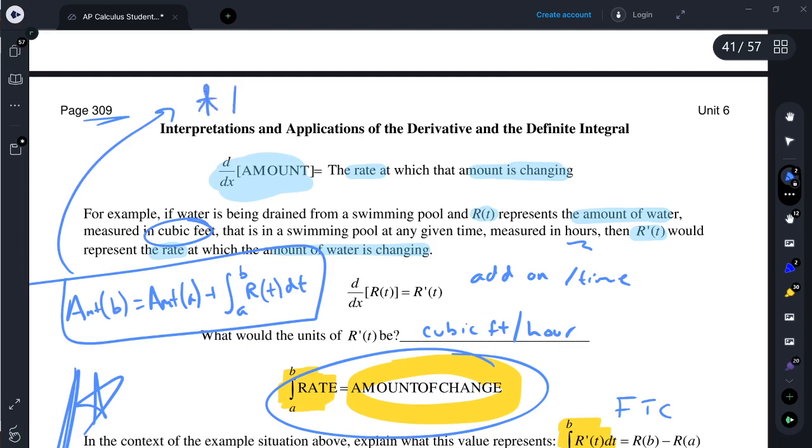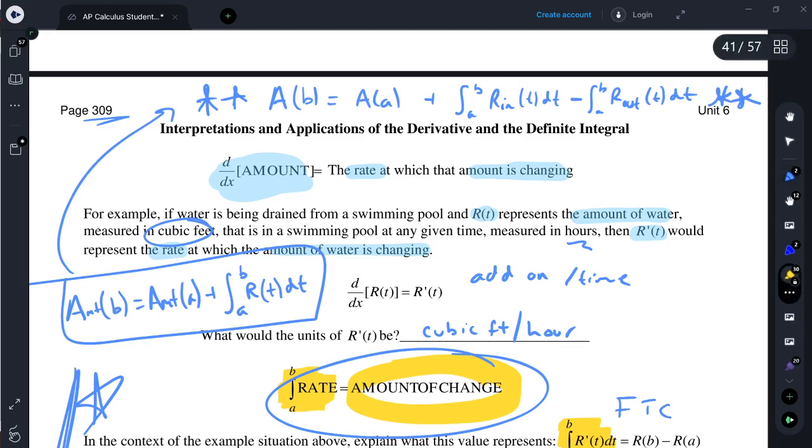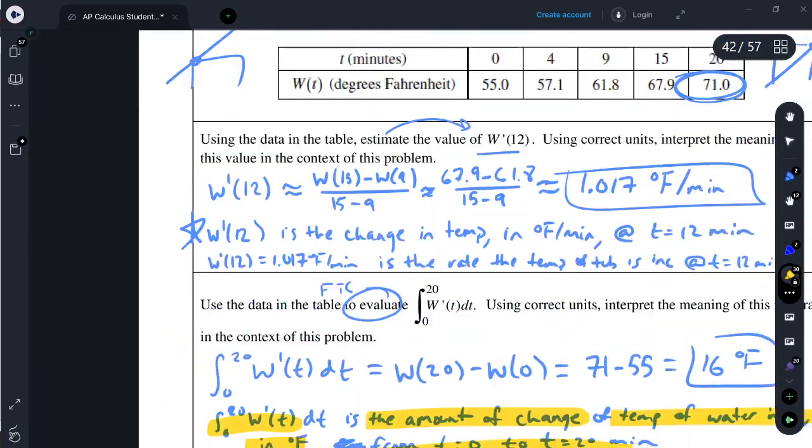This is probably the biggest formula for this: the amount at time B is equal to the amount at time A plus the integral from A to B of the rate in minus the integral from A to B of the rate out. A lot of times they have both a rate in and a rate out, and this is a very important concept to realize. Basically, our new amount is equal to the starting amount plus the integral of the rate in, which is how much we add, minus the integral of the rate out, which is how much we subtract or use. So that's a huge formula, and that's what you're going to basically do here.